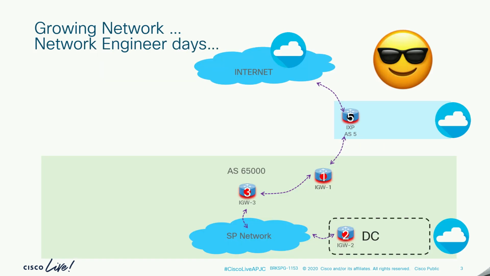Let's have a look at this network. Initially, we may have a single Internet gateway with a single upstream link for our Internet users in our single DC. Life's good for the network engineer. It's a simple network and easy to manage.